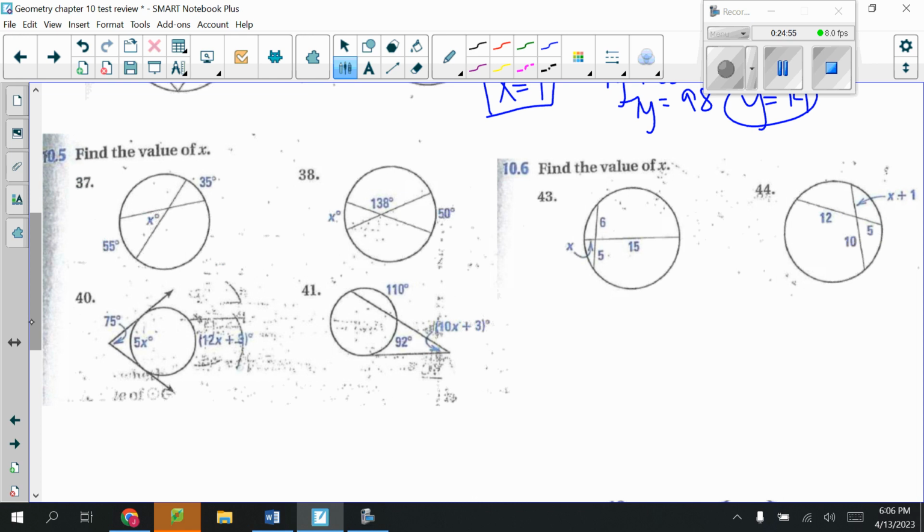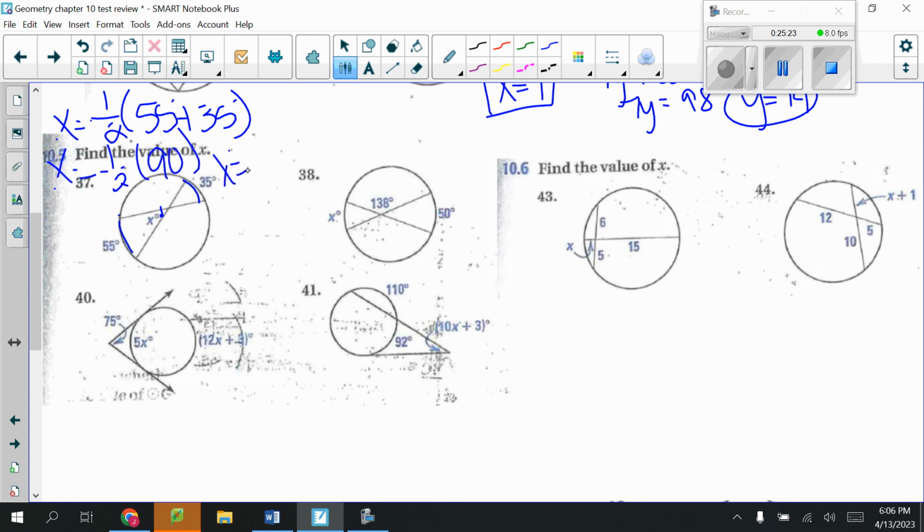So number 37, I have two chords. I'm looking for this angle in between. So my formula says that that angle x is equal to 1/2 the two arcs added together. So 1/2 of 55 plus 35. If I add 55 and 35, I get 90. So x is half of 90. So here x is 45 degrees.